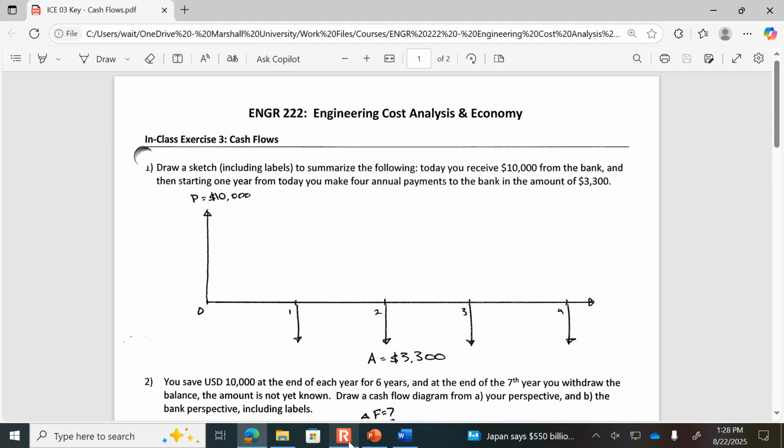If you want to check the solution to problem 1, it's up on the screen right now. So for problem 1, you get 10,000 now at the present, and then you make 4 annual payments. If you're paying that, that's an outflow to you. There's 4 of them. They're all $3,300, and that's an annual series, so we label that as A. The arrows should be approximately the same length for years 1 through 4.